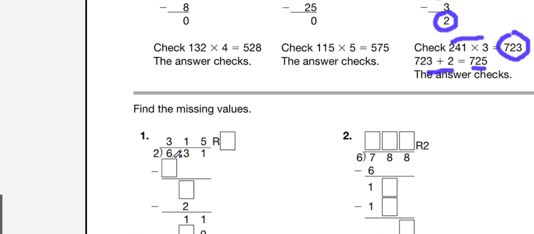All right, so 631 divided by 2. So I want to think, how many 2's fit into 6? So 2, 4, 6. Oh, got there. That was 3. So 3 twos fit into 6. So 3 times 2 is 6.